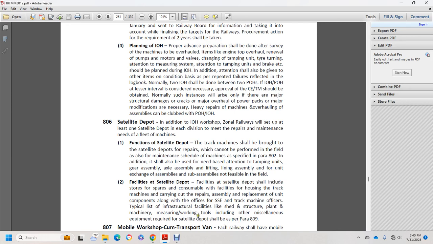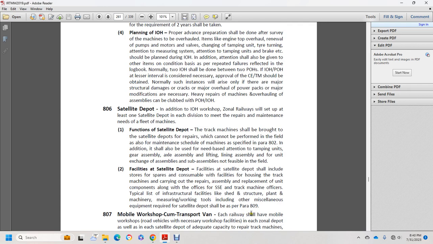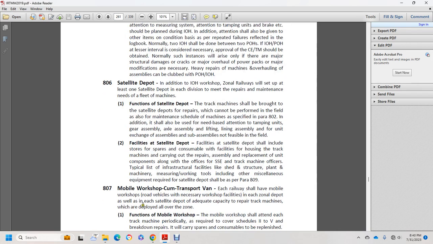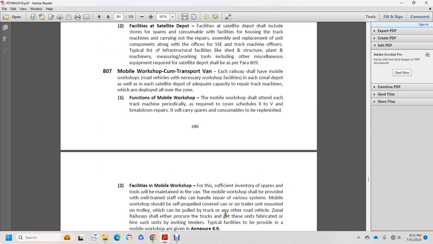807 Mobile workshop cum transportation van. Each railway shall have a mobile workshop or road vehicle with the necessary workshop facilities, in addition to each of the zonal depots and satellite depots, of adequate capacity to repair track machines deployed all over the zone. The function of the mobile workshop is to attend to each of the track machines periodically as required, covering schedules 2 through 5 of the periodic repairs, and to carry spares of the consumables to be replenished.